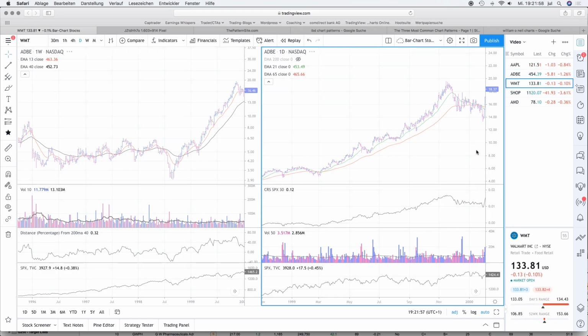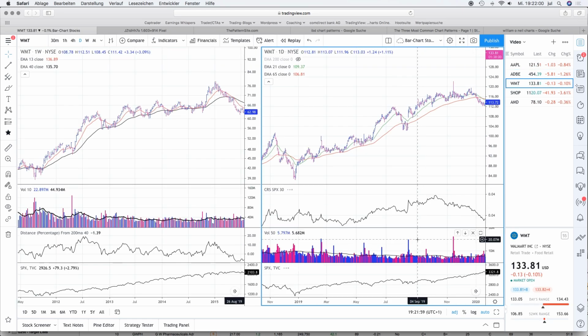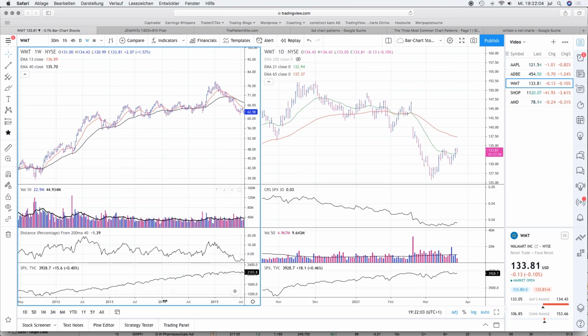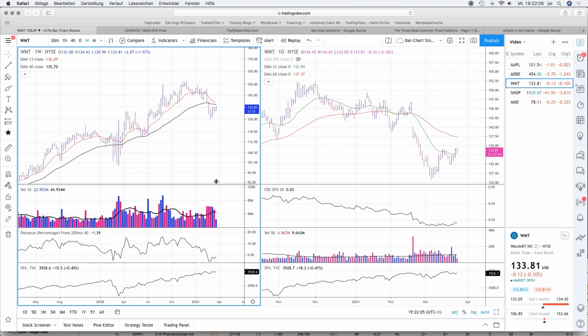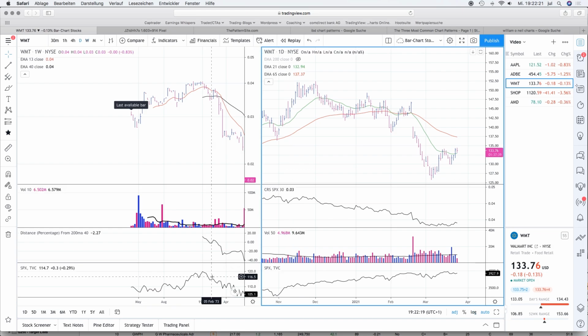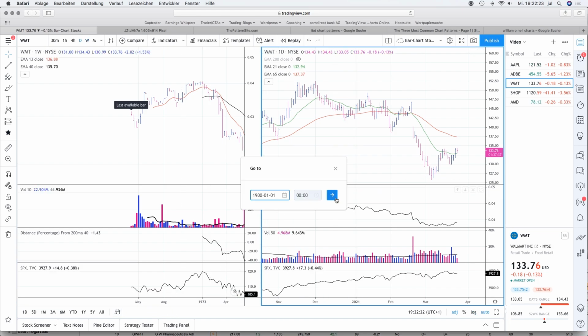Let's take another stock here, Walmart. This is very interesting because Walmart, you know it as a mega or large cap company today, and more as a slow grower and not a typical momentum stock. But also when you go back here, the first available bar was here in 1972. So let's do the same here in the daily chart.